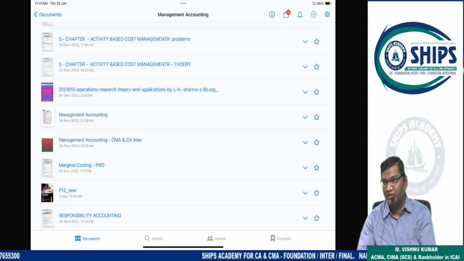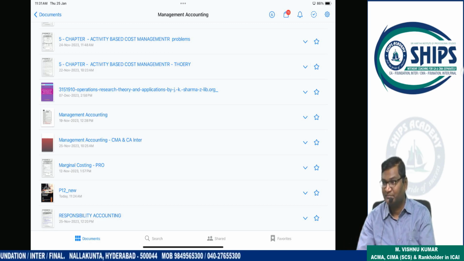And apart from this, the management accountant will also have different areas of functions. First is global competition, next product life cycle, next environmental issues, next information technology, use of advanced manufacturing systems, competitive customer, means customer relationship or customer orientation. So these are the additional areas of management accounting.